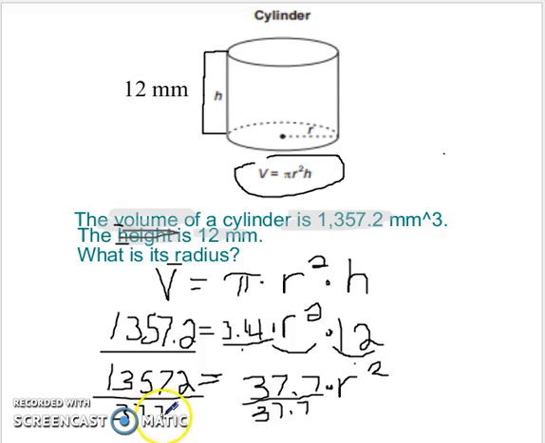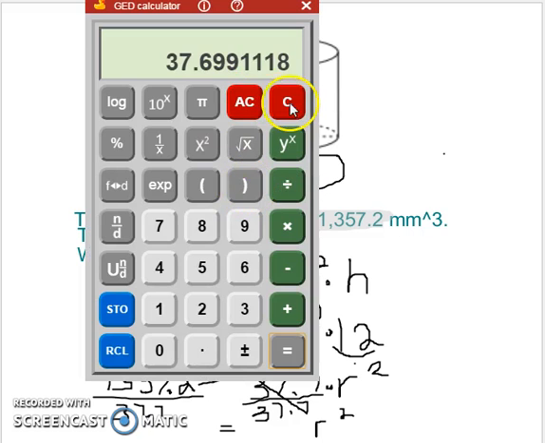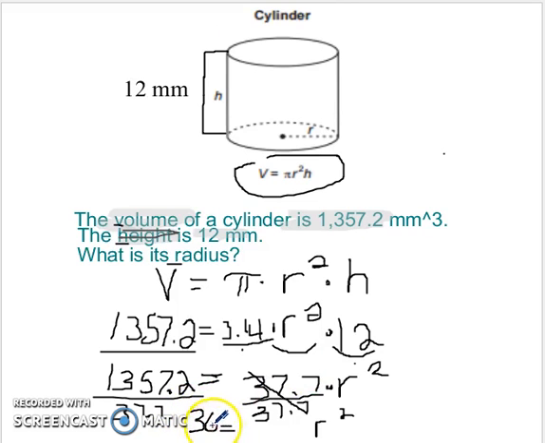Okay, so when I divide this by this, I get 1, so I just have r squared left. And when I divide 1357.2, a lot of you forget your decimal points. Don't forget your decimal points. I get 1357.2 divided by 37.7. I get 36. So r squared equals 36.